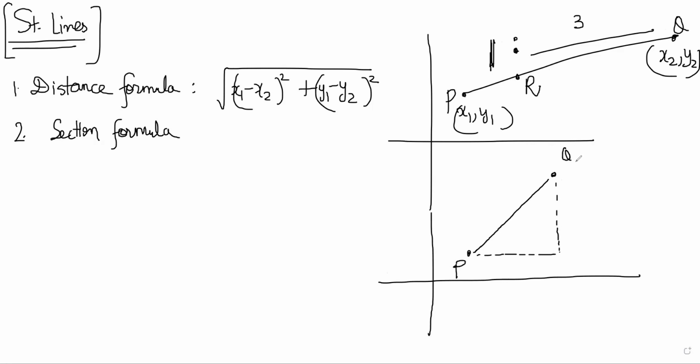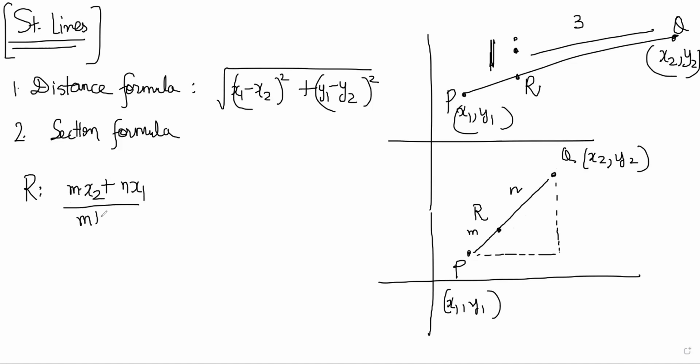Okay, so think about it. If it is like this, and you want to find the point which is in the ratio m:n, like this is R. R divides the line segment PQ in the ratio m:n. I want to find out R's coordinates. R's coordinates will be m times x2 plus n times x1 by m plus n, comma m times y2 plus n times y1 by m plus n.